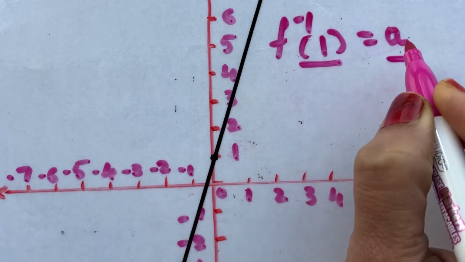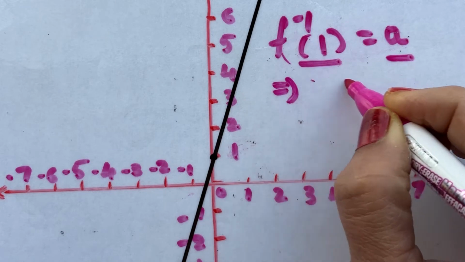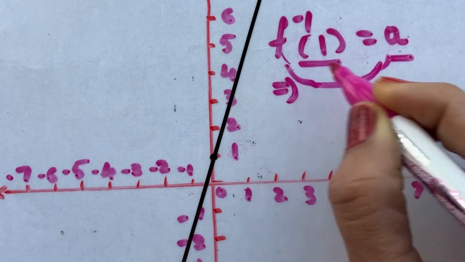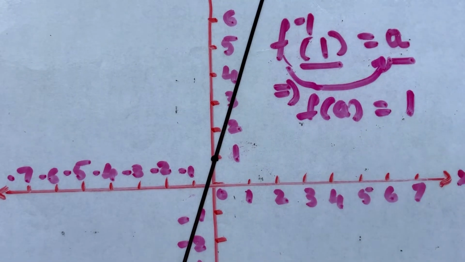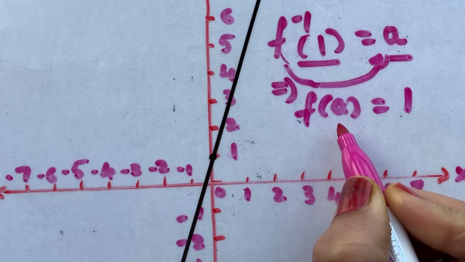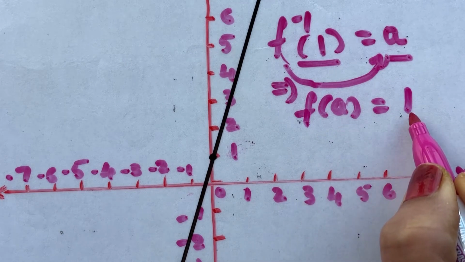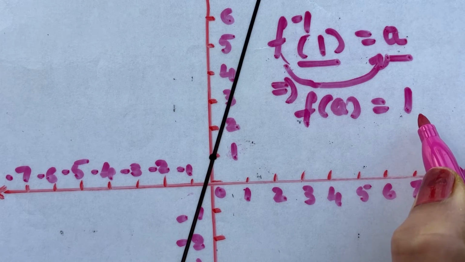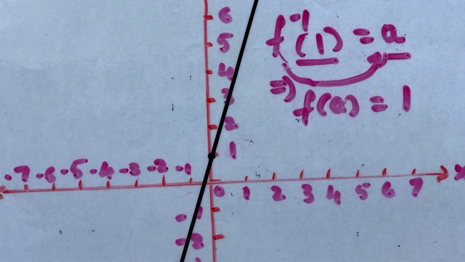So f inverse of 1 is equal to a. This means f of a is equal to 1. That means here a is our input, which is the x value. 1 is our output, which is the y value. So here we know the output, the y value, and you have to find the input. That's why it is called an inverse function.